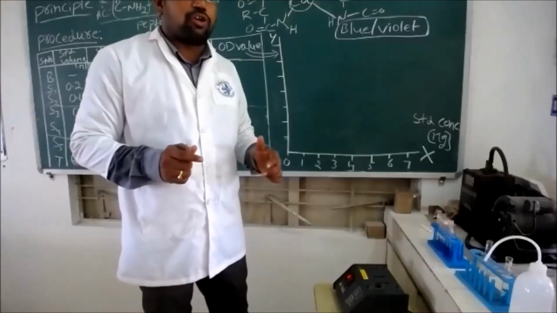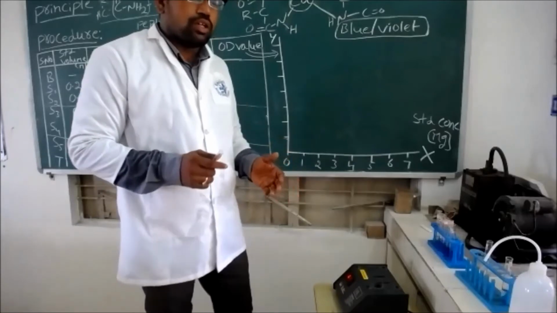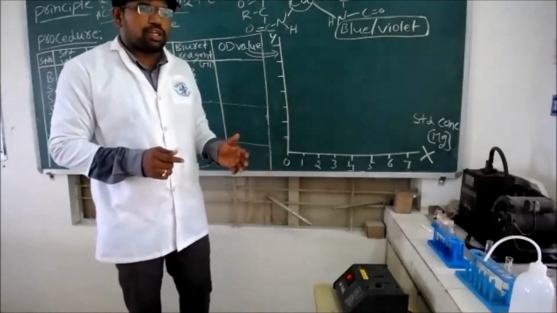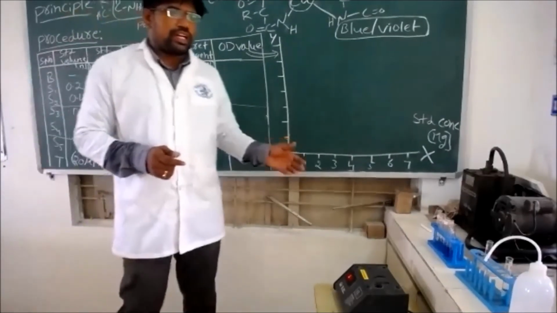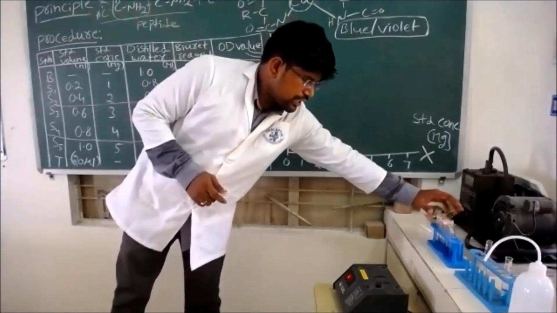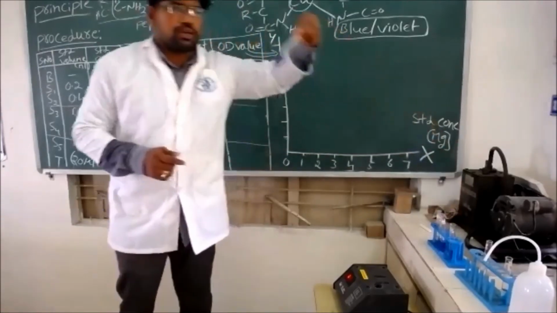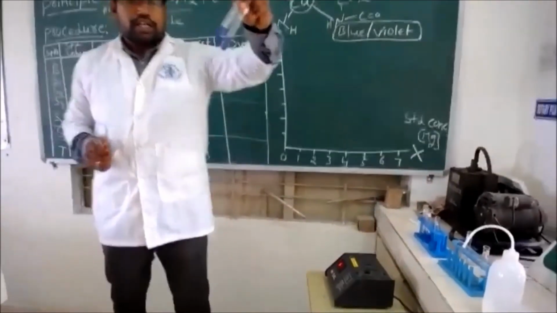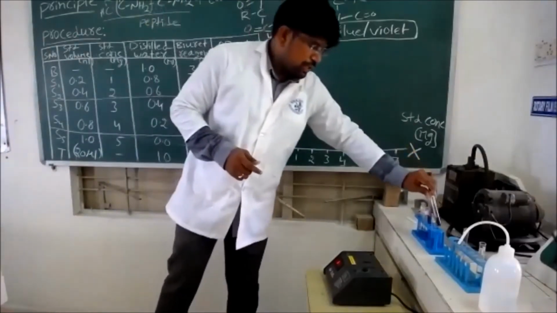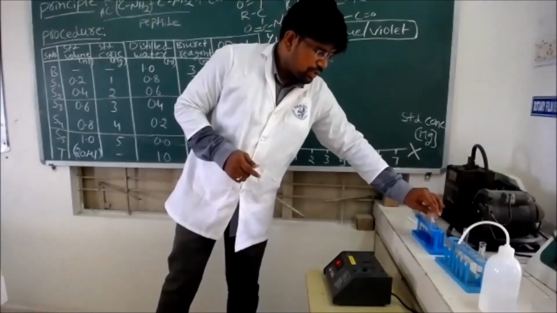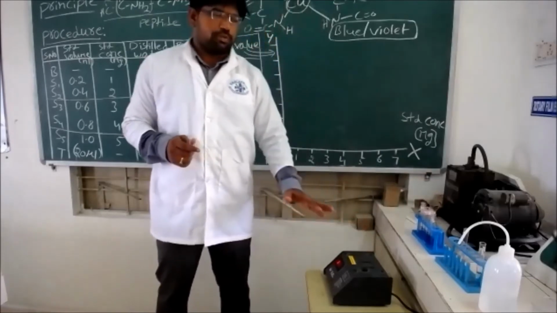After preparation of the mixtures, incubate the preparations at room temperature for 5 minutes. Then we will get the reactions, we will get the color changes also. These are the color changes you can observe. Now the next step is measurement of the optical density values by using a colorimeter at 540 nanometers.